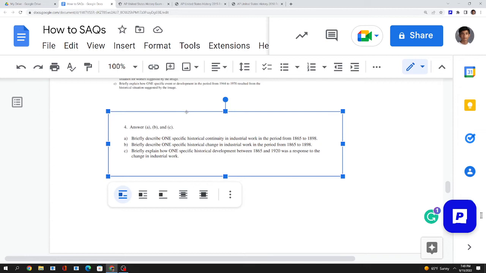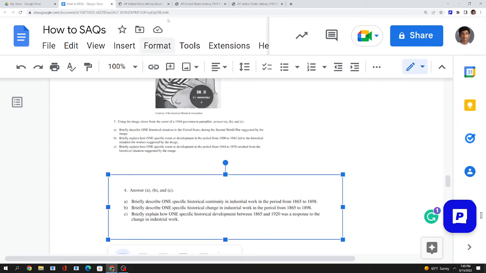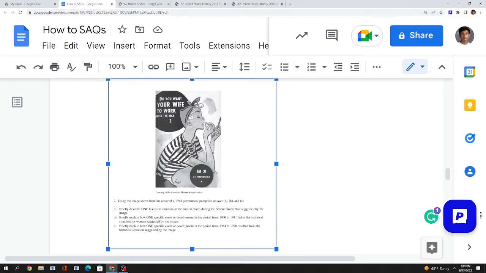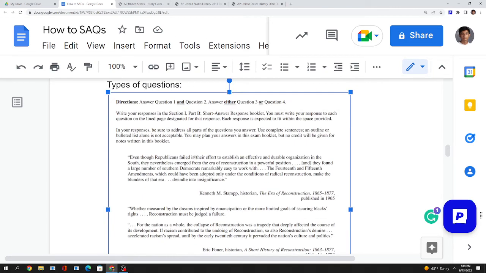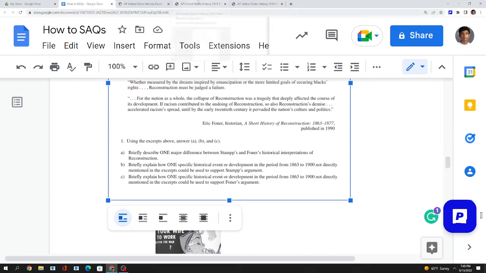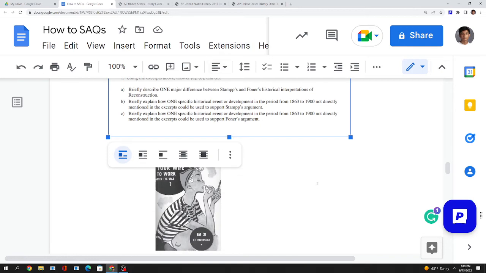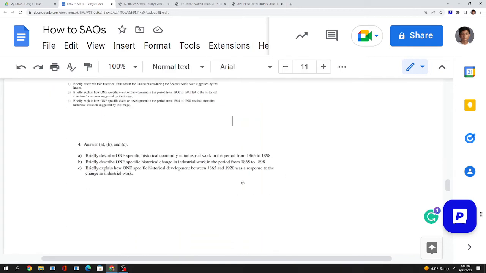And you would want to save more space for things like where it says explain than describe. They're always going to have one describe question, as you can see. Briefly describe, using this prompt right here, briefly describe one major difference between stamps and founders' historical interpretation. That is one describe. But then it goes to explain. Again, that's the analysis. That's what they really begin to become nitpicky on. So that's where you want to prioritize most of your time.